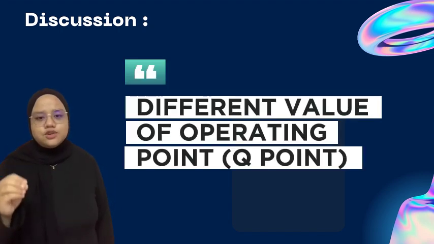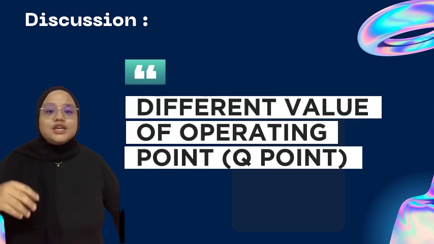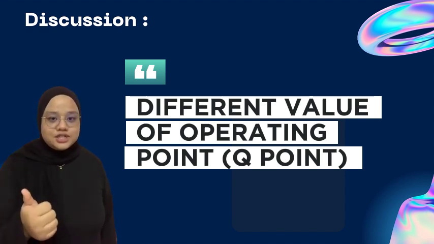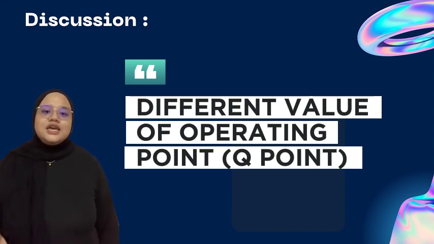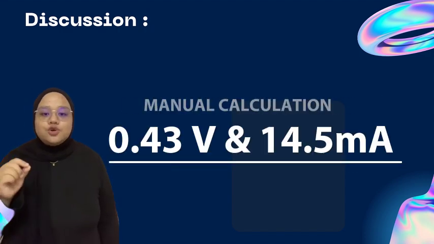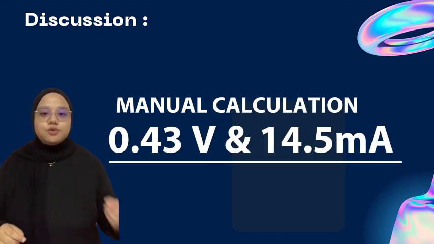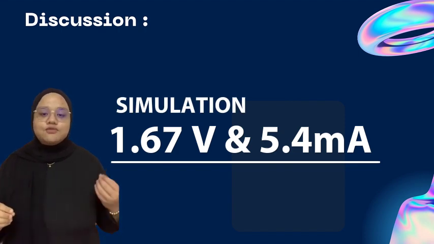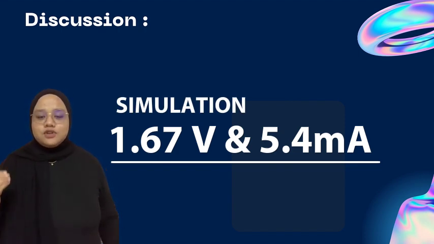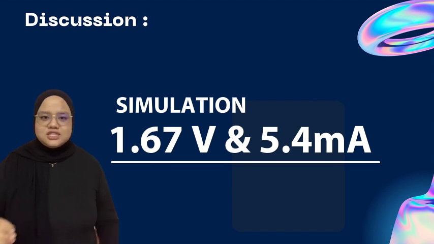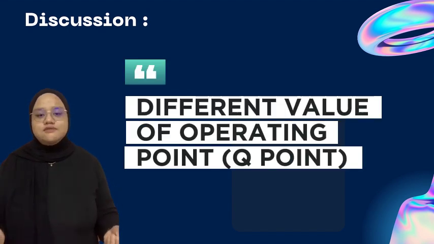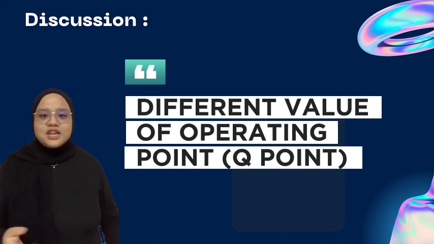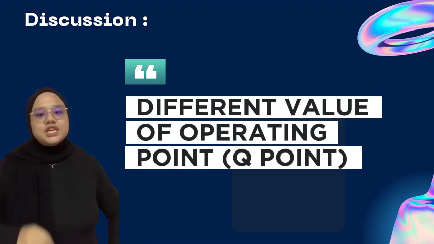Second, our group noticed the different value of the operating point, which is the Q point, in manual calculation and simulation. In manual calculation we get 0.43 volts and 40.5 milliampere for the current, but in simulation we get 1.67 volts and 5.4 milliampere. These two differences occur because the involvement of voltage source and resistance gives a big impact to the graph that we obtain.